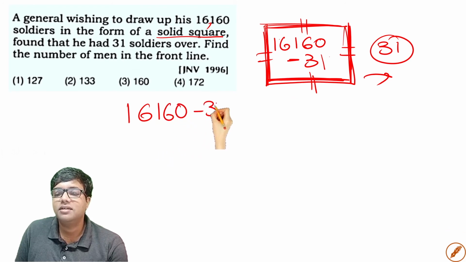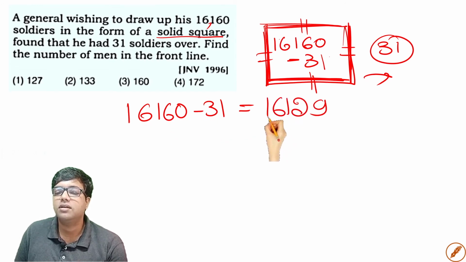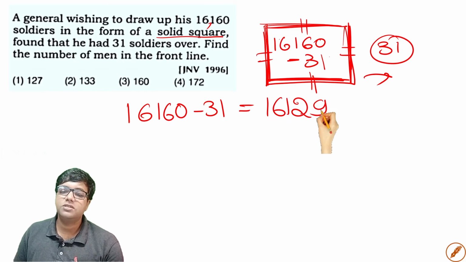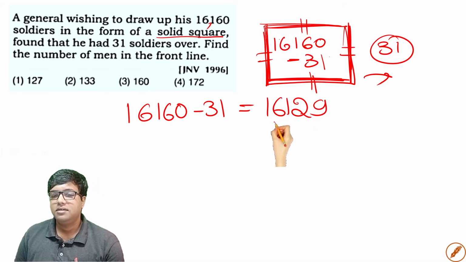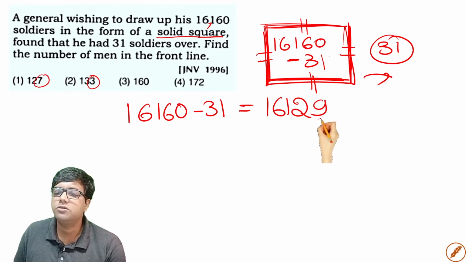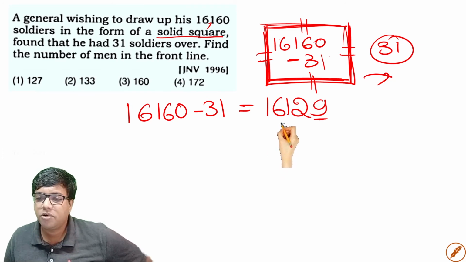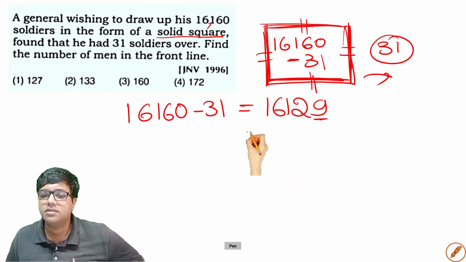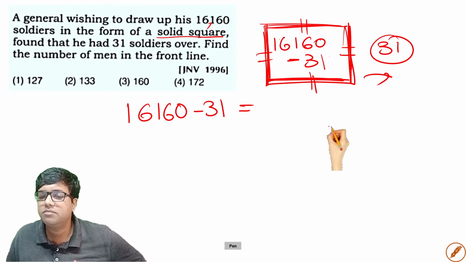16,160 minus 31, which gives me 0 minus 1 is 9, 5 minus 3 is 2, 1, 6, 1. Okay, so I need to find the square root of this value. I could have eliminated some of the options, but there is 3 as well as 7, which gives me 9 at the end, so I can't guess now. I will have to properly know the right value of this number. So let's do the division method.